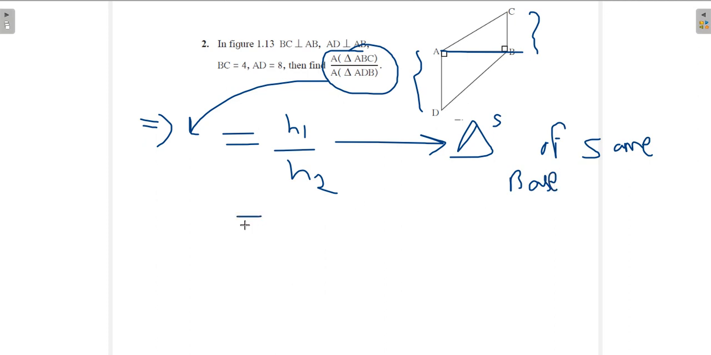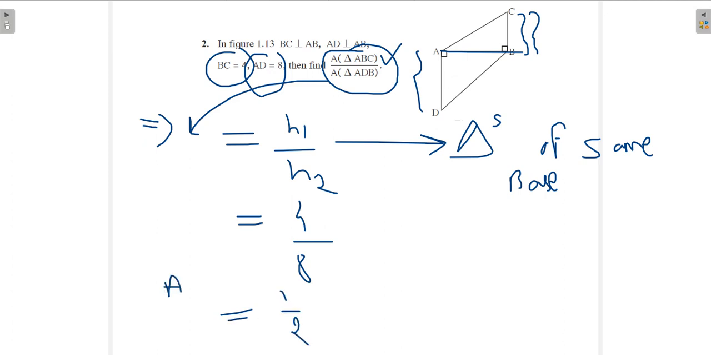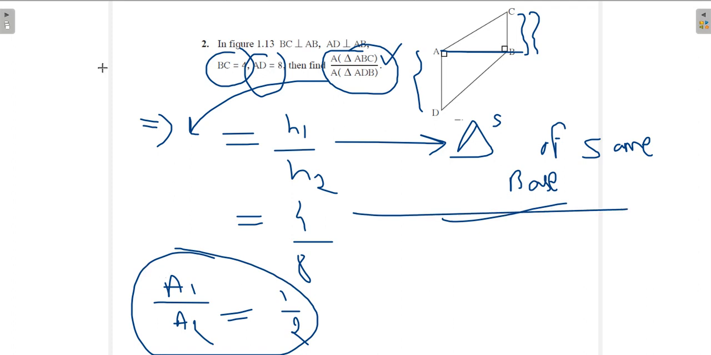Now H1 upon H2 means what is H1? What is the first triangle ABC? So what is the height of ABC? BC. BC is given as 4. So 4 divided by what is AD? AD is nothing but 8. So this is 8, and what will you get? 4 by 8 is 1 by 2. So area of triangle ABC upon area of triangle ADB is 1 by 2. This is your answer. Draw the box, and that's it. This is the reason and this is the answer.